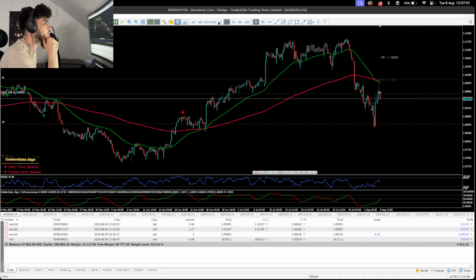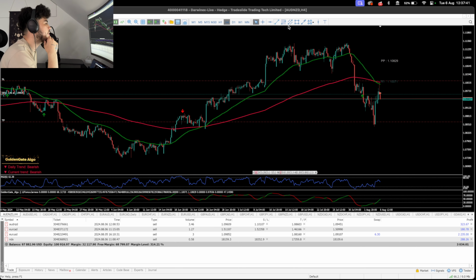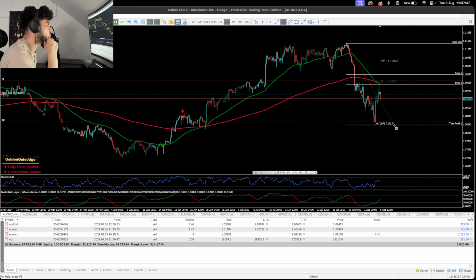Now, the final factor for this is, is this a 50% level or a fib retracement? So we draw our fib from the high to the low, remember, because we're selling, we want to draw from high to low. And it's like magic. The entry one, I've renamed these on MetaTrader, is the 0.5 level. Entry two is the 618 level.